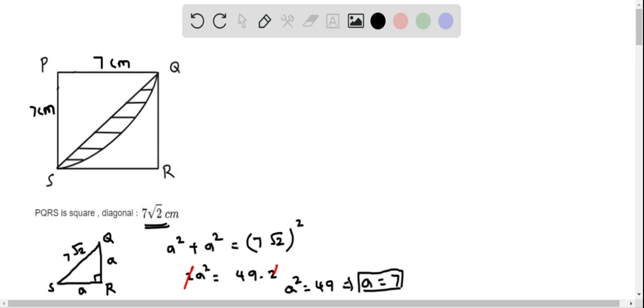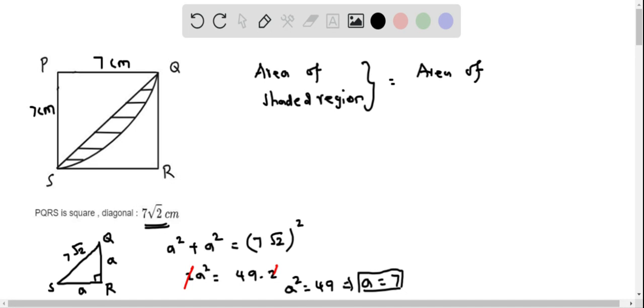Now to find the area of the shaded region we write like this: area of shaded region is equal to area of sector SPQ minus area of triangle SPQ.